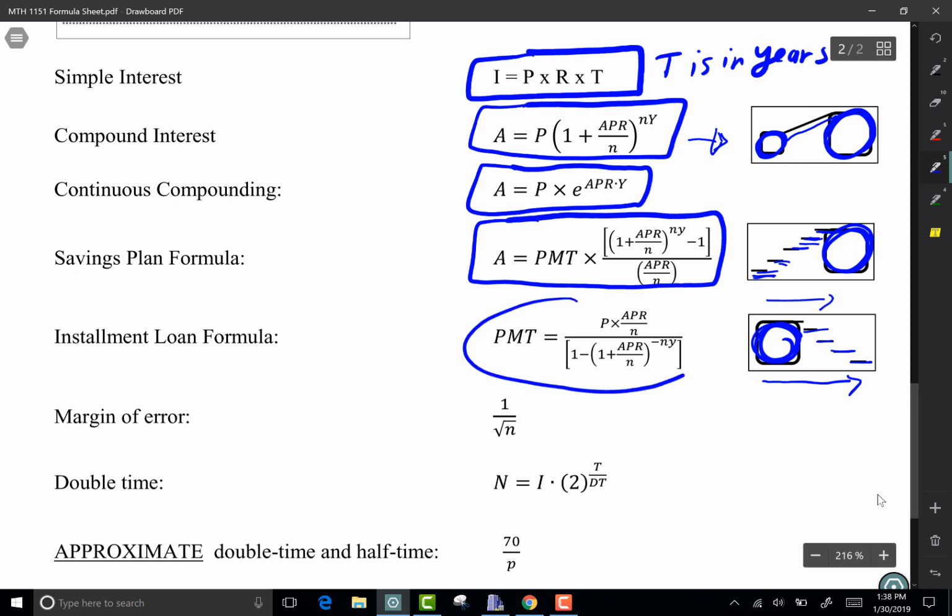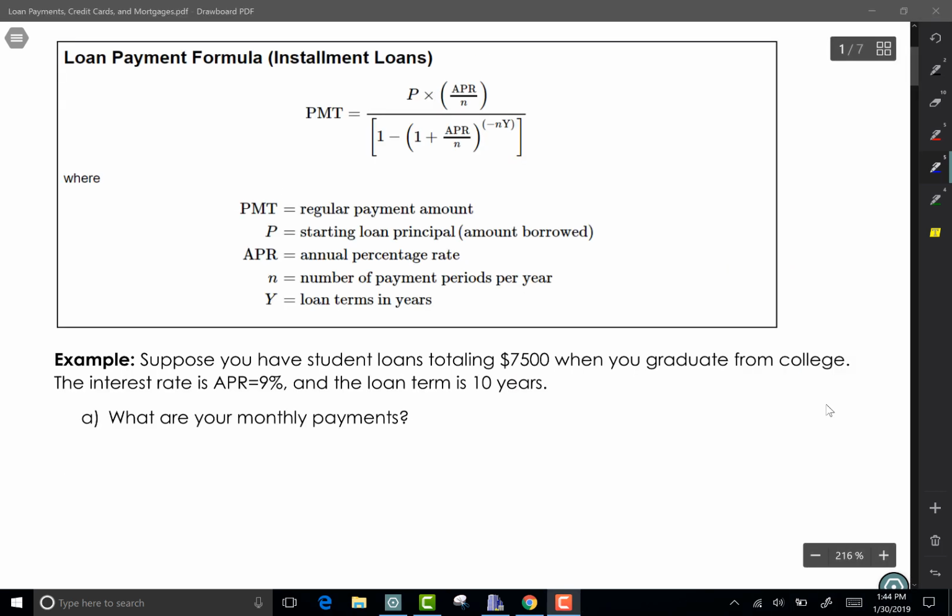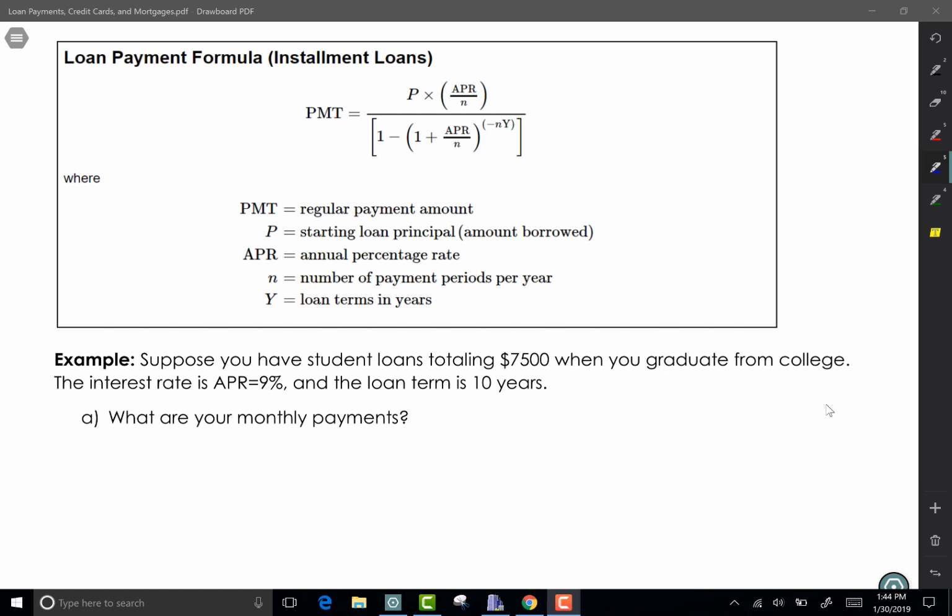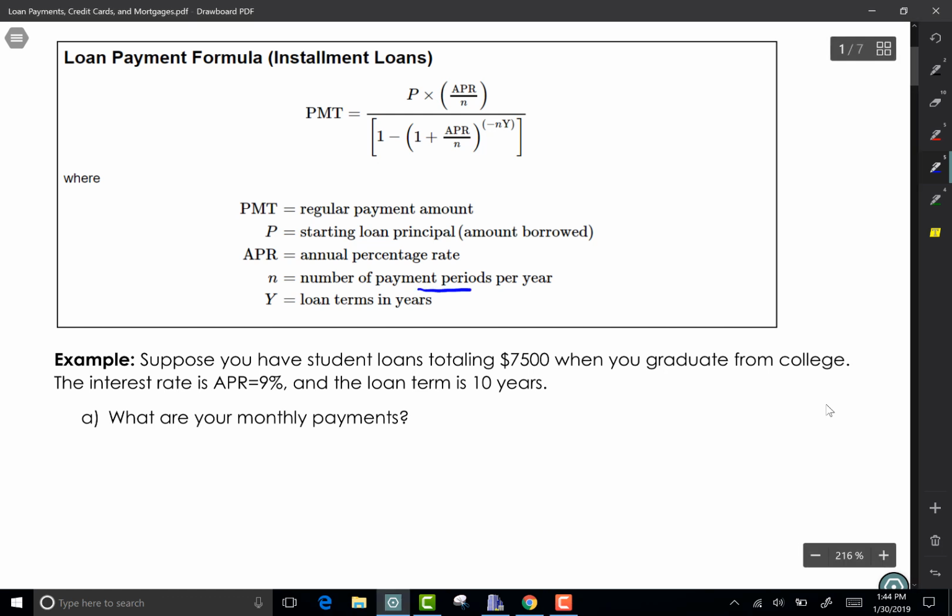So this is the formula we're going to talk about in this section. Okay, so here's what our formula looks like with all the variables defined. PMT is the payment amount. Your P is the starting loan principal, or because we're talking about loans and mortgages, money that we owe, the principal is now going to represent the amount that we borrowed. The APR is your annual percentage rate, just as before. n is the number of payment periods per year.